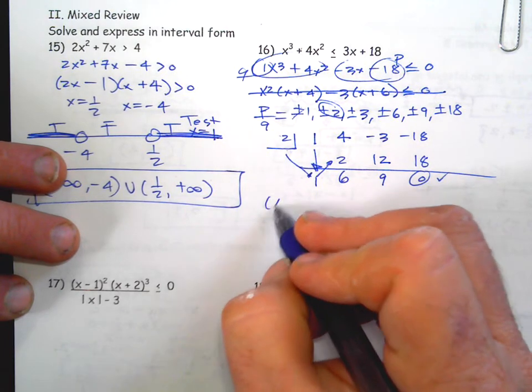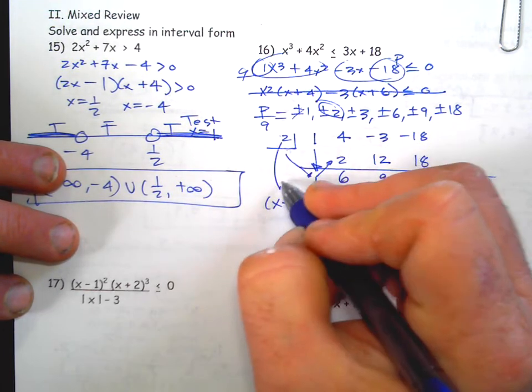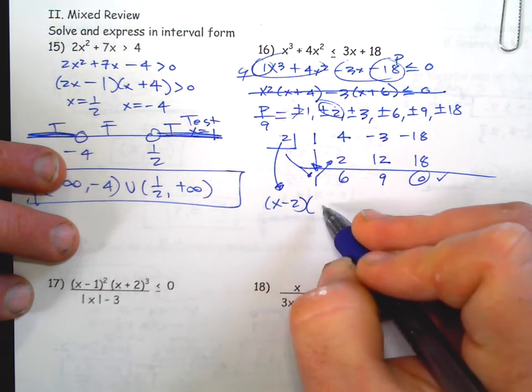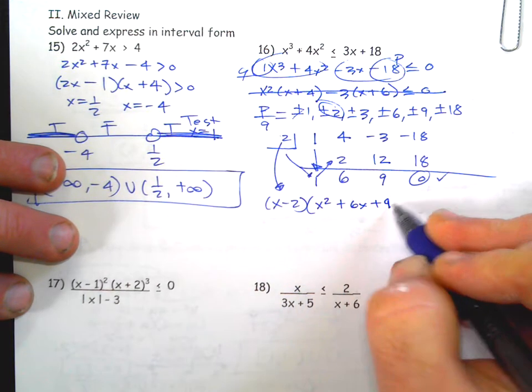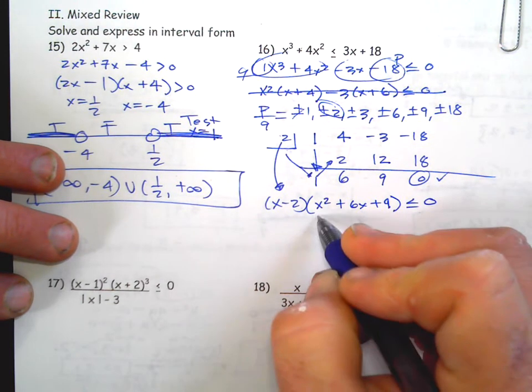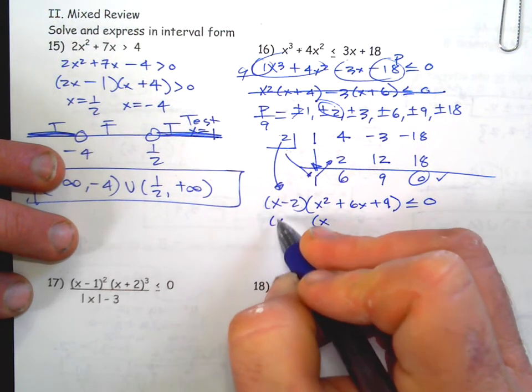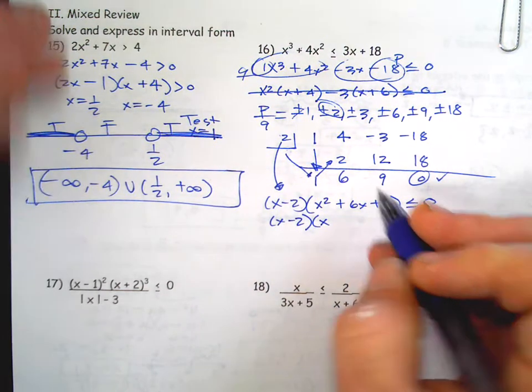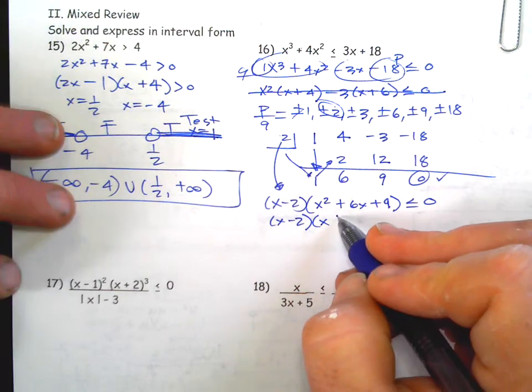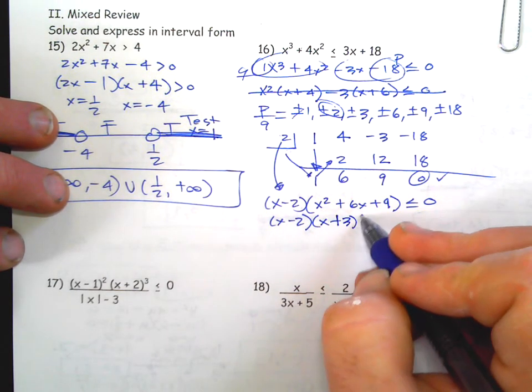So now that we get x minus 2 from that 2, right? That doesn't disappear. And then we get x squared plus 6x plus 9, and we still have less than or equal to 0. At this point, don't do rational root theorem or synthetic anymore. This is just quadratic. You should be able to factor it. If you can't, you got to use the quadratic formula. Plus 3, plus 3.